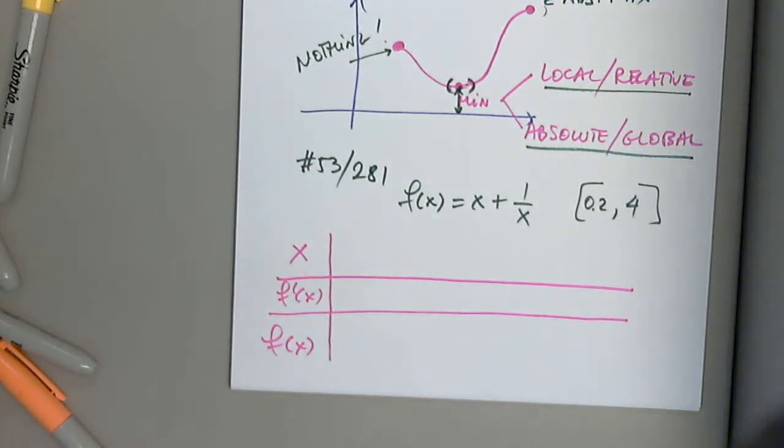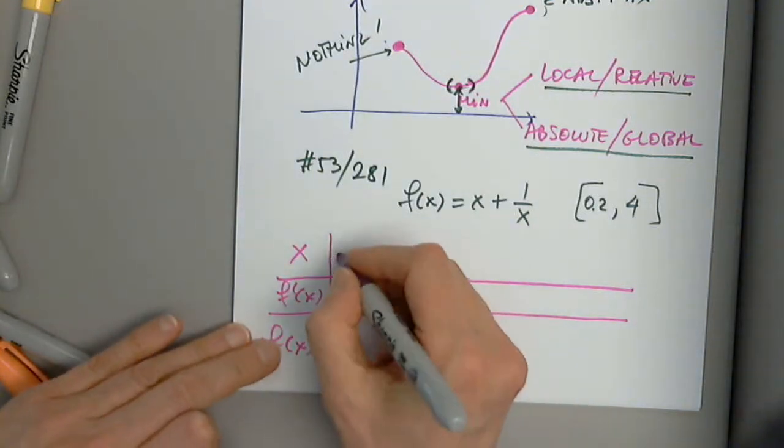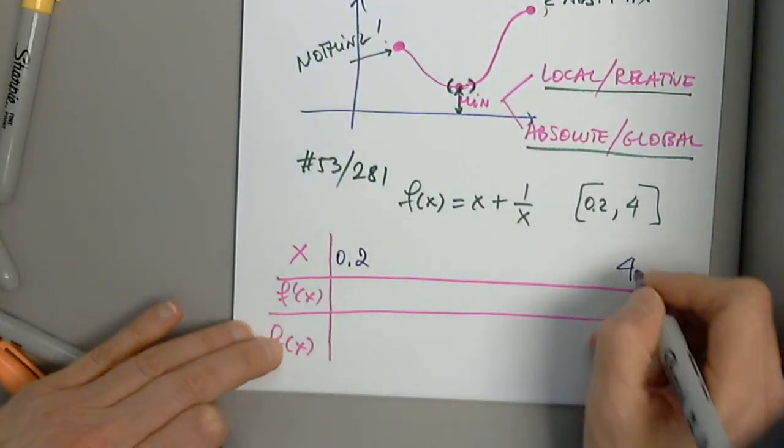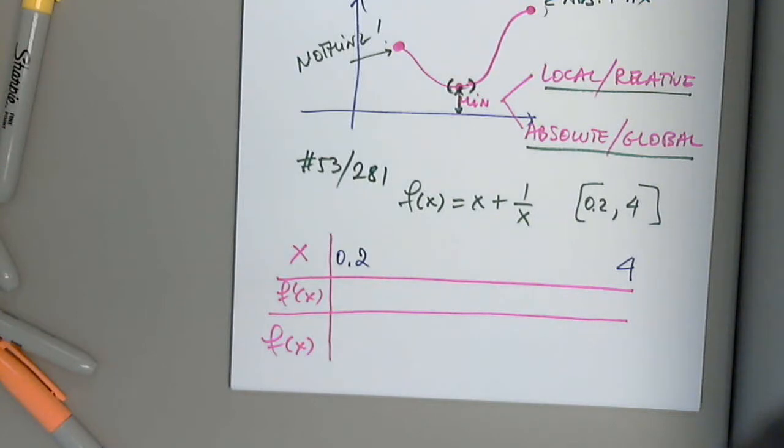In this case, the domain is forced upon us. I have no say in it. Therefore, I have to write between 0.2 and 4. And I have to study this function between those two.